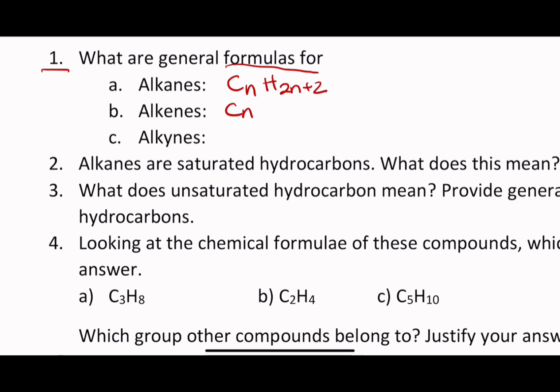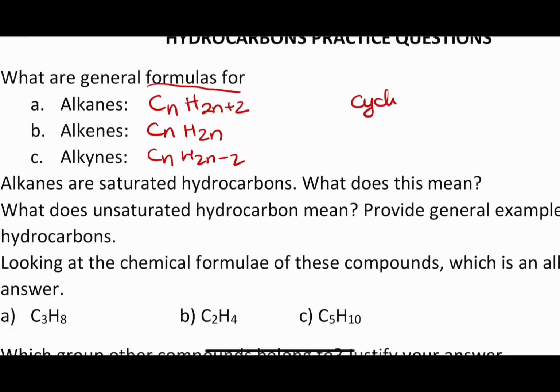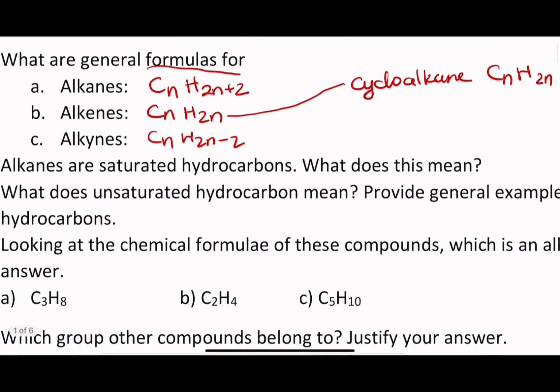Alkenes are CnH2n. Alkynes are CnH2n-2. I'm just going to write cycloalkane here as well. It is CnH2n. So you see alkenes and cycloalkanes have the same formula. The only difference is that cycloalkane loses 2 hydrogens because of the ring.